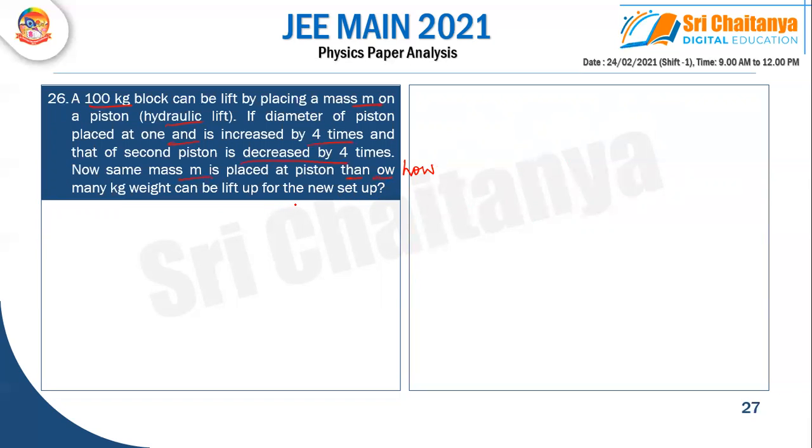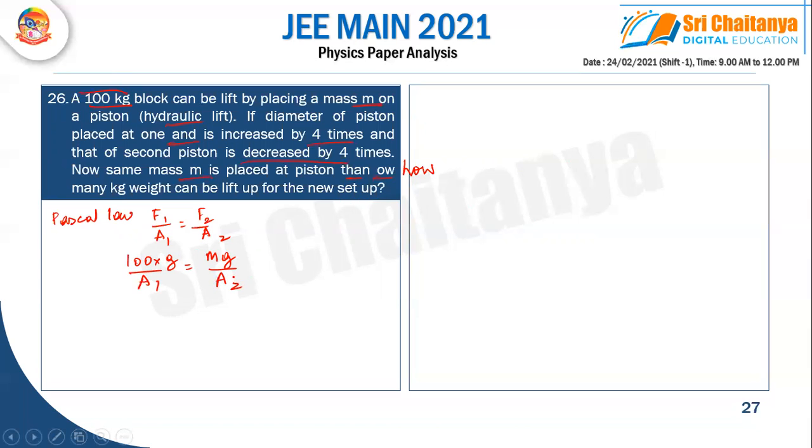We'll be employing Pascal's law. So F1 by A1 is equal to F2 by A2. I'll be employing it, and for the initial stage, because 100 is given here, 100 into g by A1 is equal to mg by A2.